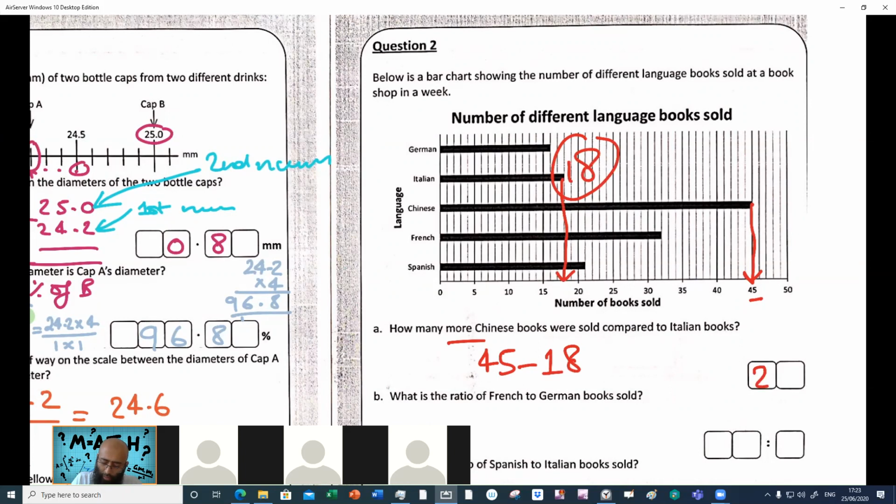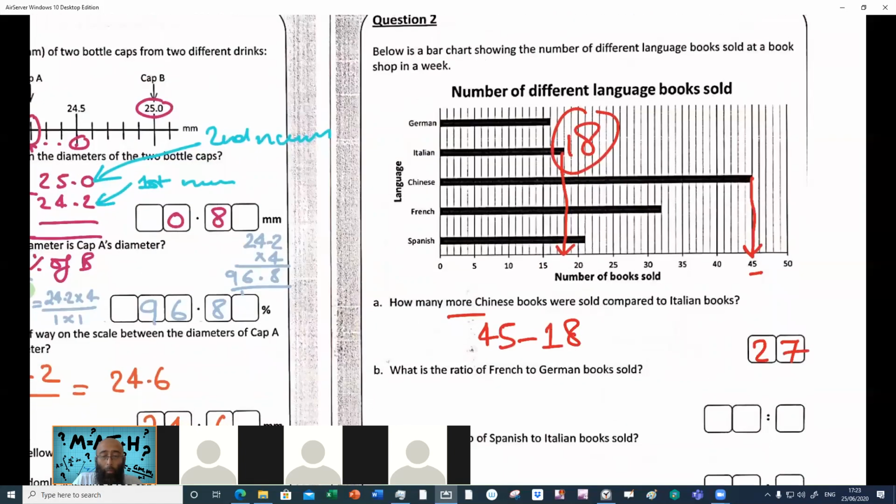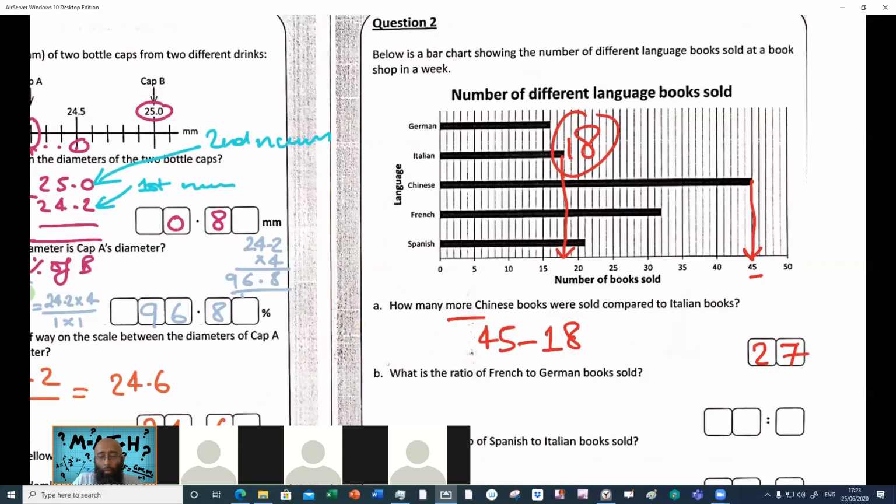Okay. Are you sure it's going to be 28? Oh, wait, no, 27. That's better. Okay. I had the wrong question. No problem. Read the next bit, please. What is the ratio of French to German books sold?